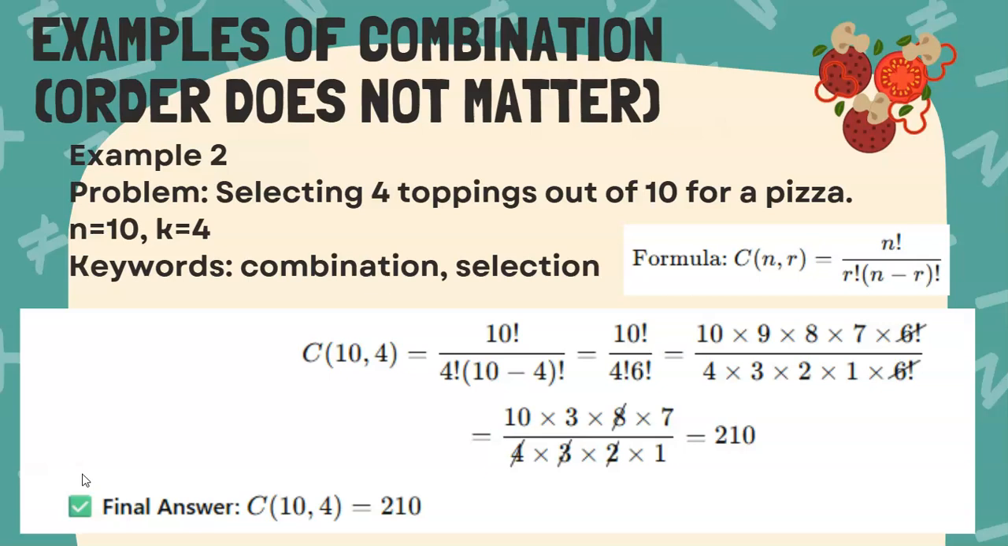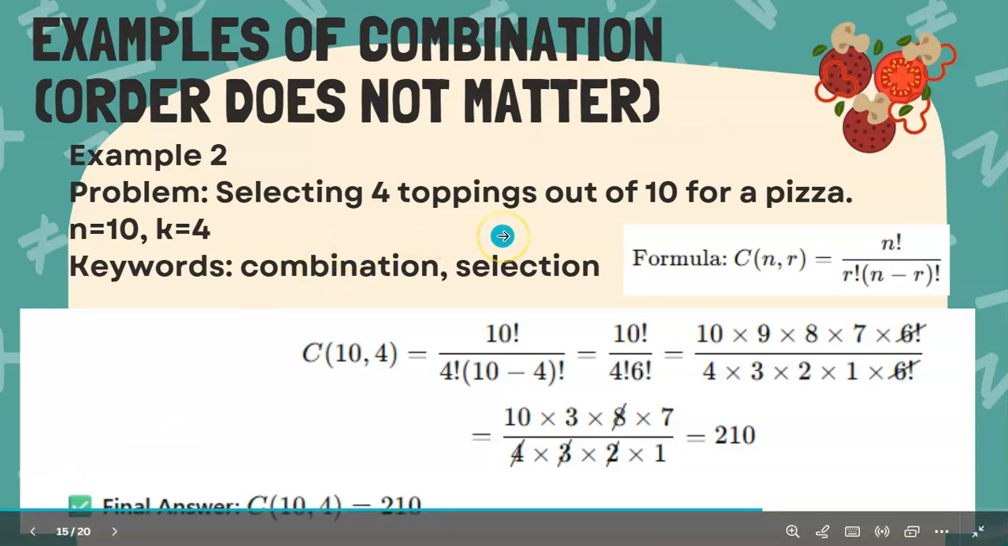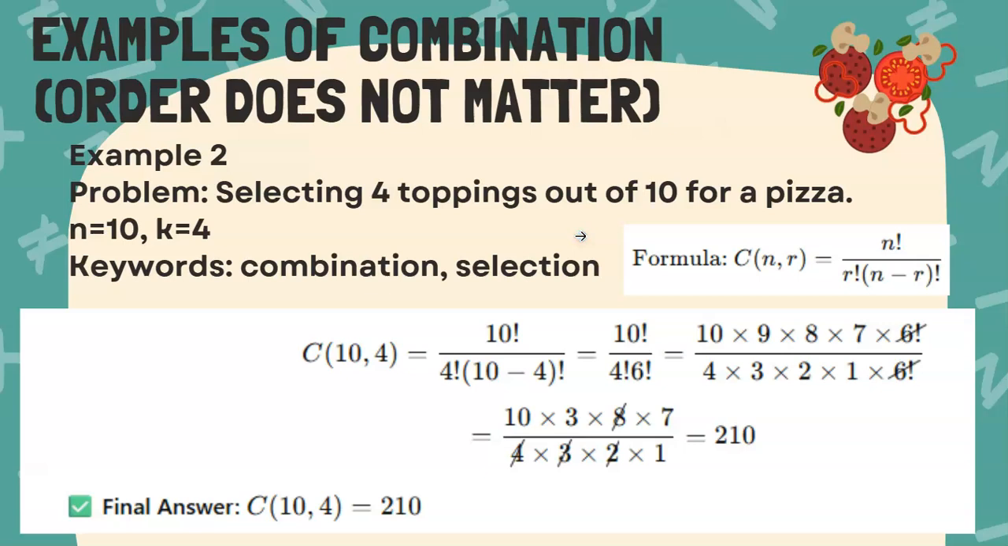Example number 2 for combination, selecting 4 toppings out of 10 for a pizza. So how many toppings are available? 10. So N is equal to 10. But how many toppings can we choose? Only 4. So R is equal to 4. So the keywords here, combination, selection, right? So what are we doing? We're choosing toppings. Does order matter? No. The pizza tastes the same regardless the order. Reason, it is a combination problem because the choice of ingredients doesn't depend on order.